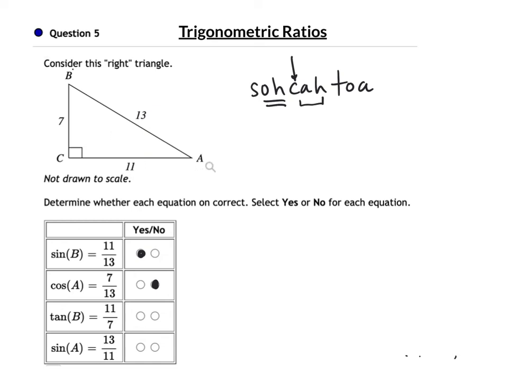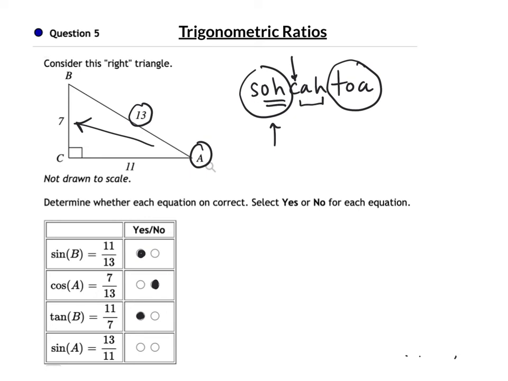The tangent of B. B is our point of reference. Tangent is opposite over adjacent. The opposite is 11. The adjacent is 7 because the hypotenuse is always the hypotenuse. It's never the adjacent. Opposite over adjacent is 11 over 7. Looks good. The last one, sine of A. A is our point of reference. Sine is opposite over hypotenuse. Opposite is 7. Hypotenuse is 13. 7 over 13. This one's wrong.